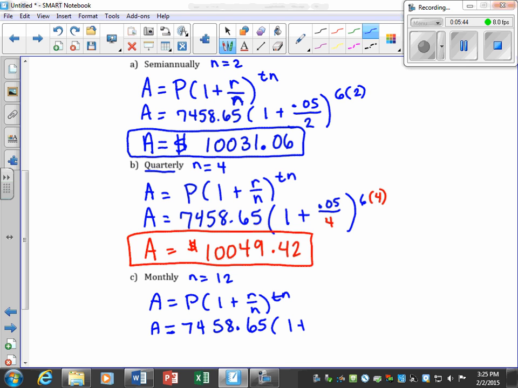So we have 1 plus our rate is 0.05. In this particular problem, the only thing that's changing is our n value. Our time is 6, and our n is 12.